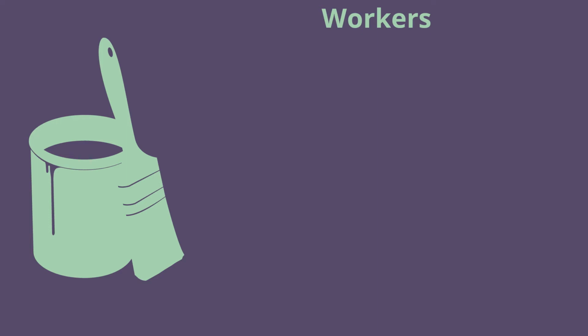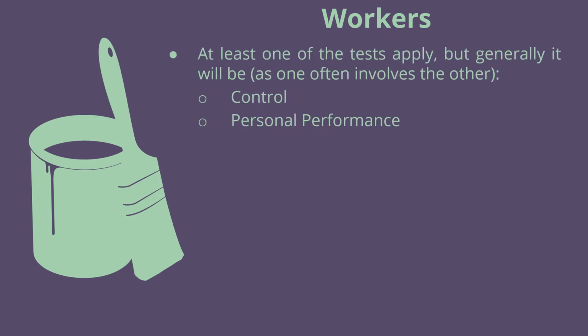Turning now to workers, and it should be noted from the outset that a lot of people who have been told they are self-employed may very well actually be workers. If you can show that there is either control or personal performance, although these will often both be present, as they usually go hand in hand, then you are potentially a worker, not self-employed. This is important to know, because if you are a worker, as of April 2020, you are now entitled to at least, but not only, the following rights.